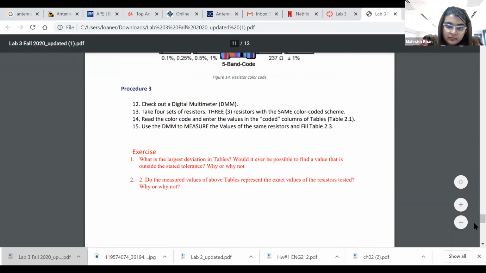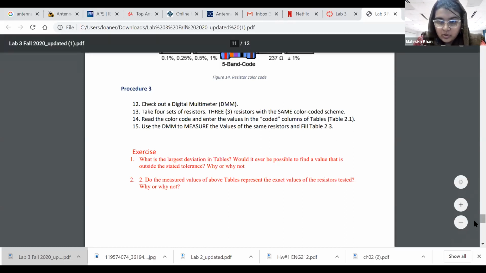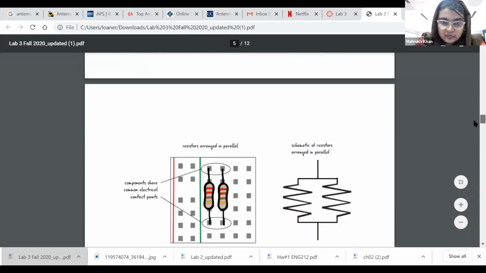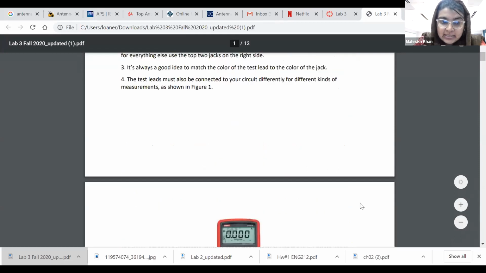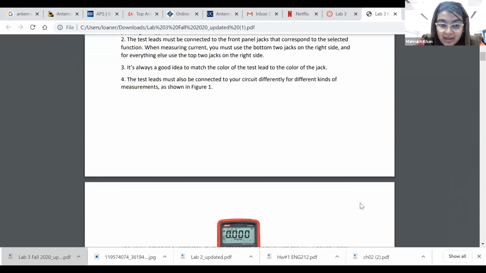Okay. So that's how you need to do. Check out your digital multimeter, take 4 set of resistors and do the same color coded reading. You need to fill out 2.1 and 2.3 using DMM to measure your ohm meter and compare it with your resistor code values. Okay. So that's about it. I actually posted pictures so that it can maybe help for those who are not doing it right now. But I want you all to try it while doing in the lab.